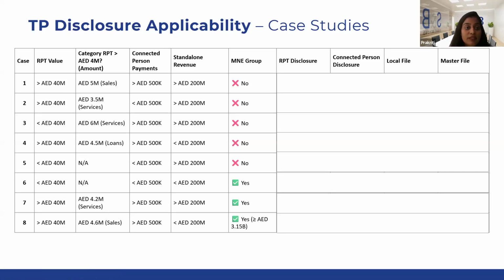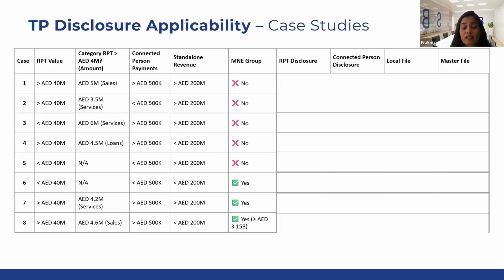So in our first example, the related party transaction category is sales and it exceeds the 4 million dirhams threshold. Now, what happens to the related party disclosure? It will be applicable. At the same time, the connected person payment, since it exceeds the threshold, again, the disclosure will be required in the tax return. The revenue on a standalone basis of the company exceeds the threshold. However, it is not forming part of a multinational group.